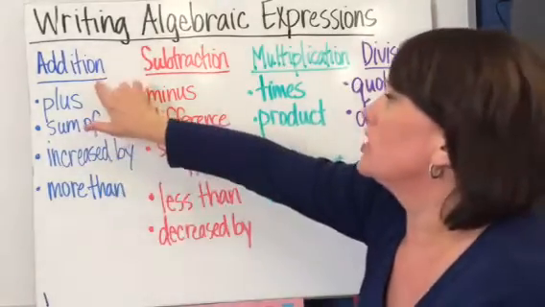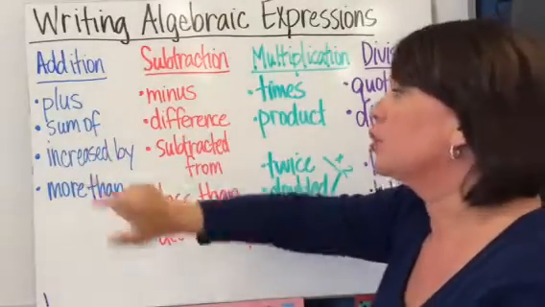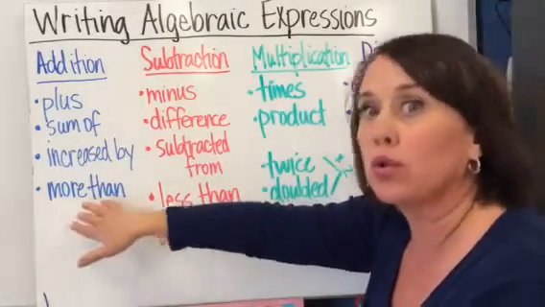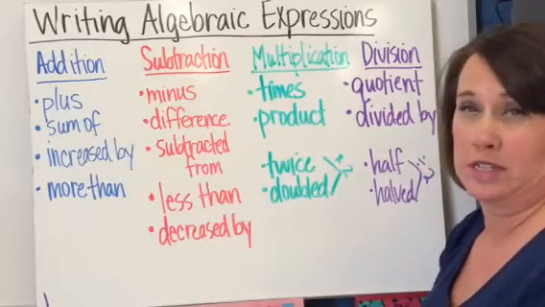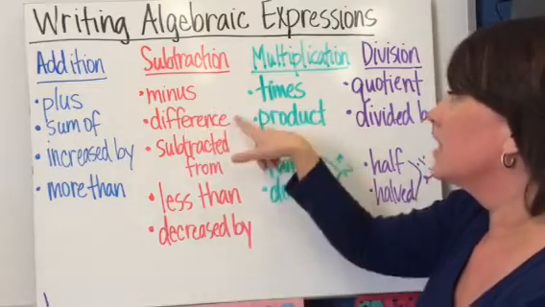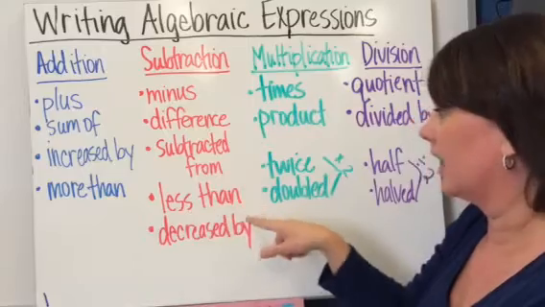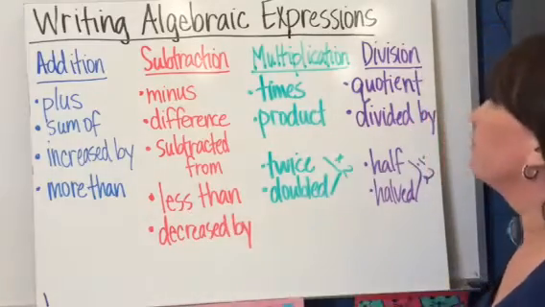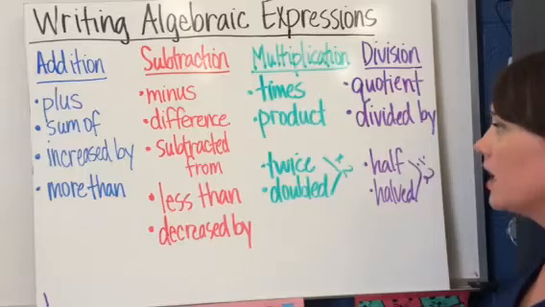So when we see words like plus and the sum of and increased by or more than, we typically know that we're supposed to do addition. With subtraction, we see words like minus, difference, subtracted from, less than, or decreased by. With multiplication, we see words like times or the product of.